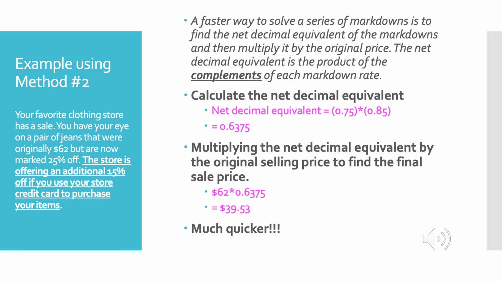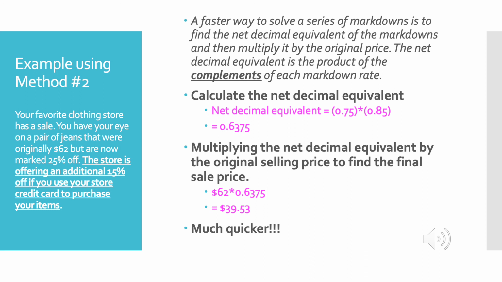So when we're talking about decimal, right, net decimal equivalent, we're going to take 1 minus 0.25 to get the 0.75. We're also going to take 1 minus 0.15 for that 15% additional discount. 1 minus 0.15 is 0.85. So to calculate the net decimal equivalent, we take the complement of each discount, and I've done that here. Complements of my discounts are 0.75 and 0.85. I multiply those together. It's the product of the complements. Multiply those together and we get 0.6375. That's our net decimal equivalent.